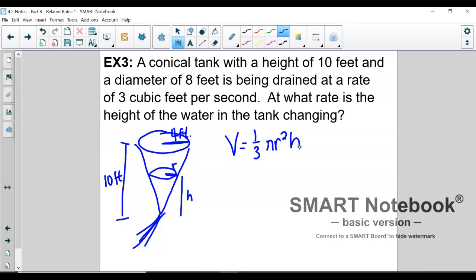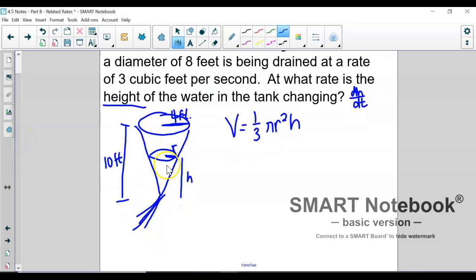We could go ahead and take the derivative of this. However, if we do that, then we would have 2 variables here, which means we would have a dr/dt and a dh/dt, and we don't have enough information to do that. This is asking at what rate the height of the water is changing, so we're looking for dh/dt. So we want to rewrite this formula so that it's in terms of h and not r. Let me show you what we can do here.